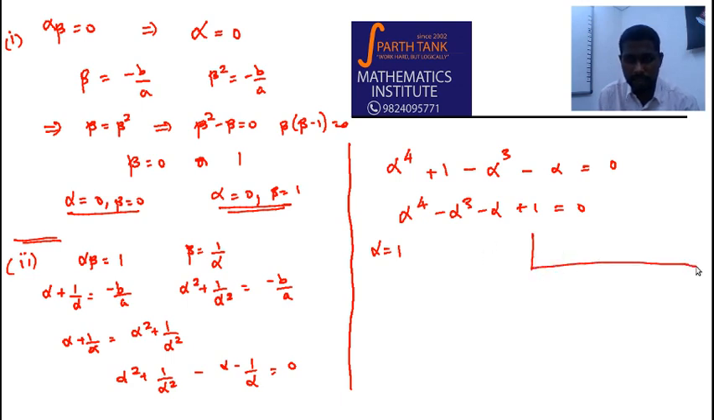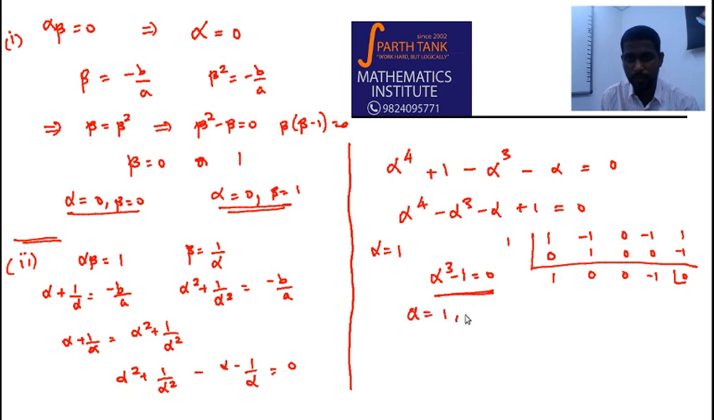Synthetic division I suggest. So it is 1, minus 1, 0, minus 1 and 1. And if 1 is a root, this is 0, 1. This 1 becomes 0, and then 0 becomes 0, and 0 becomes minus 1, and 1 and minus 1 is minus 1 and 0. So this equation is nothing but alpha cube minus 1 is equal to 0. Now alpha cube minus 1 is equal to 0 has 3 roots. Alpha is 1, omega and omega squared. 1 is already a root, so the other root shall be omega or omega squared.